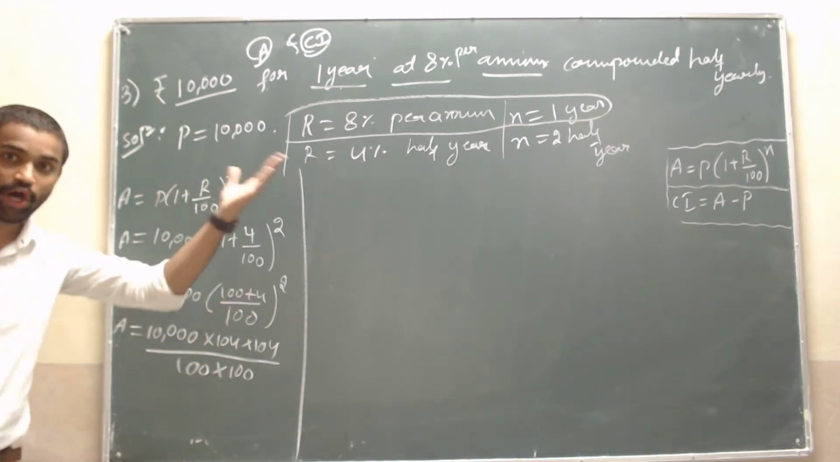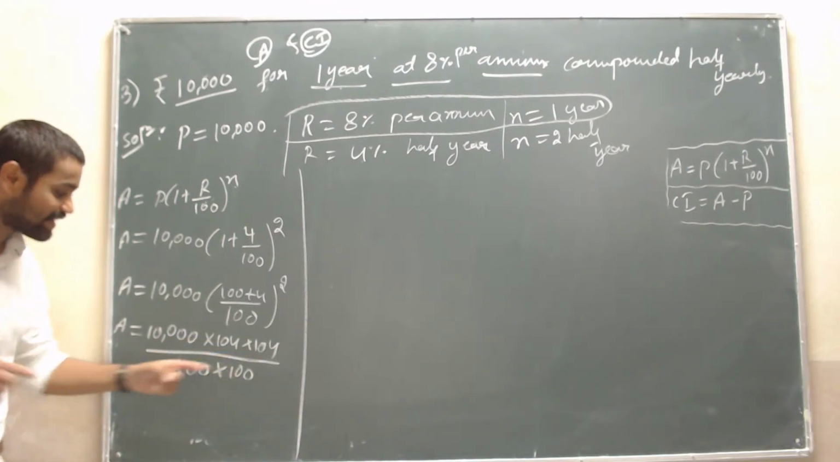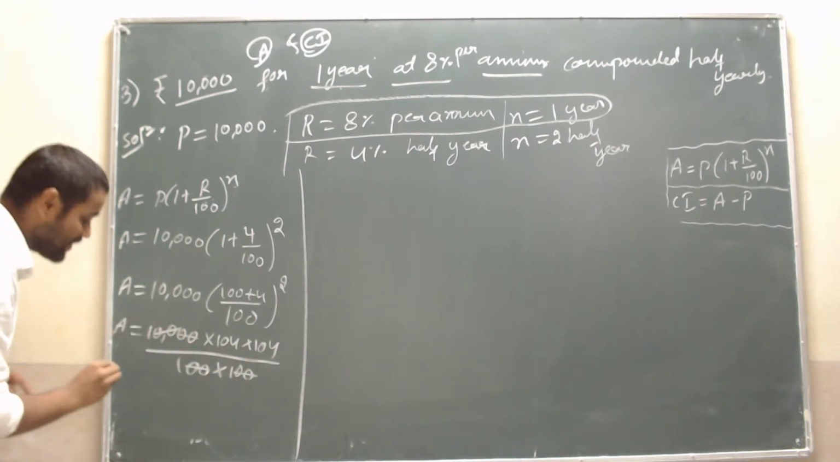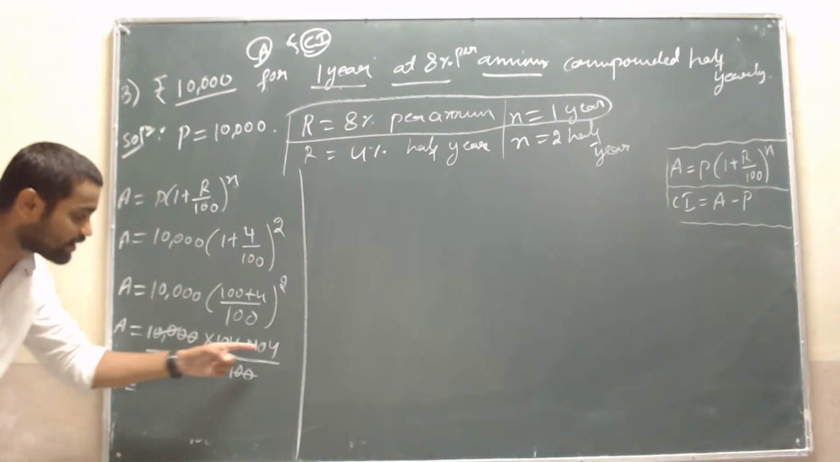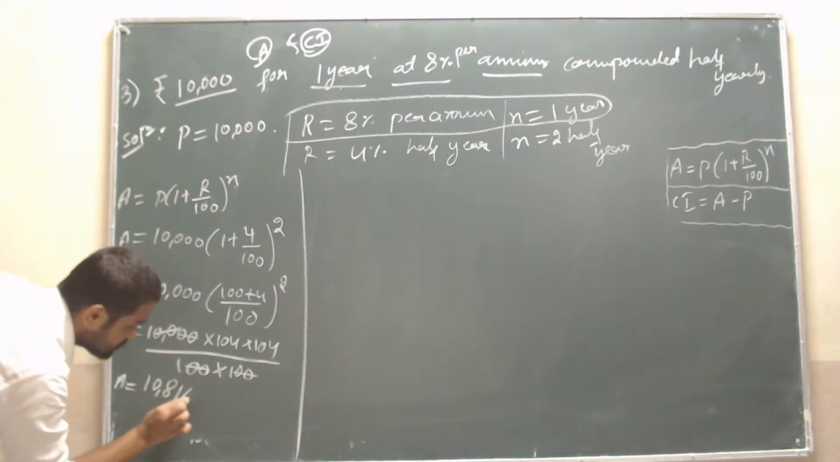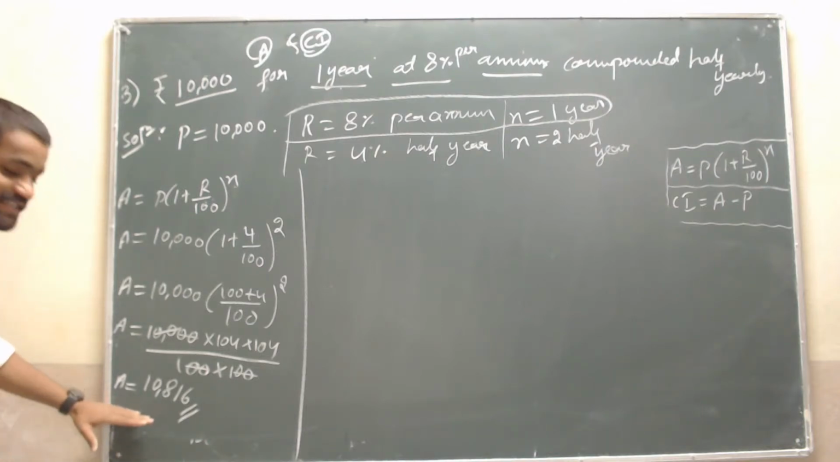Directly 104 into 104, and here is 100 into 100. These two zeros cancel and these two zeros cancel, and what remains is 104 into 104. Tell me the amount, students. 104 into 104 is equal to, is it? That will be the amount, 10,816 rupees. Yes, Nagu, that is 10,816 rupees. Yes, Pragna. Yes, Nagu, that is 10,816 rupees is the amount.